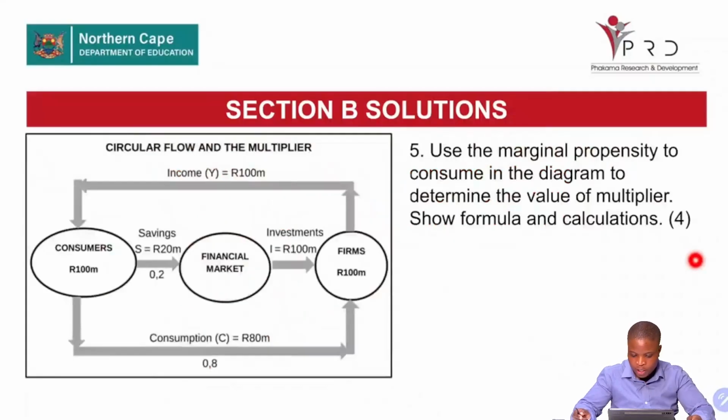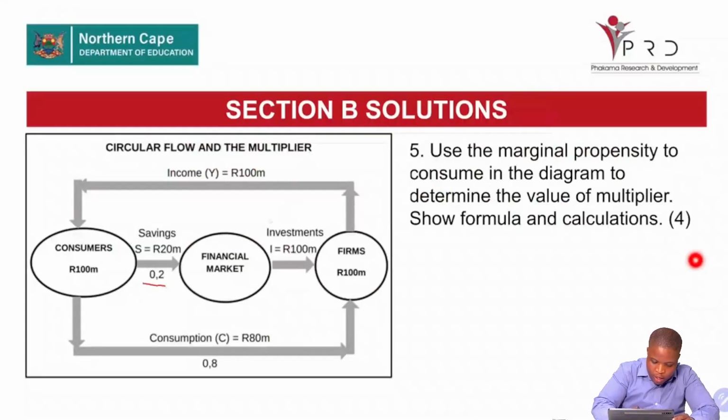Right, the last question. Use the MPC in the diagram to determine the value of the multiplier. Show the formula and calculations. So this is our savings, 0.2. Given our MPC, which is 0.8, we are going to use 0.8 to calculate our multiplier.